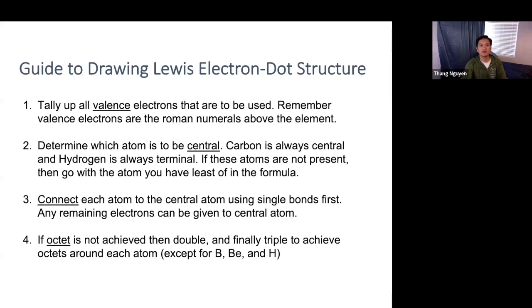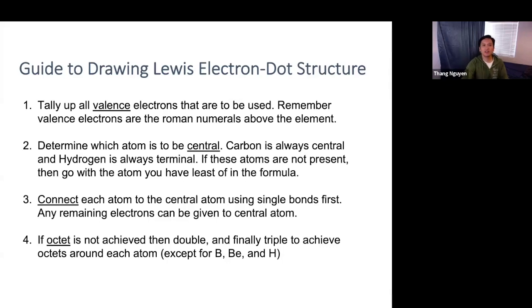Number 2, you need to determine which atom is the central atom, and there are a couple of rules for this. First, carbon is always going to be your central atom in this class, and hydrogen is always going to be on the outside. It's never going to be the central atom. Now, beyond these 2 elements, you want to use the atom that is in the least amount in the formula to be in the center, right? So for example, if it's NO2, there's only 1 nitrogen, so that nitrogen should be in the center. Now, these rules don't work all the time, but they will be the rules we will use for this class.